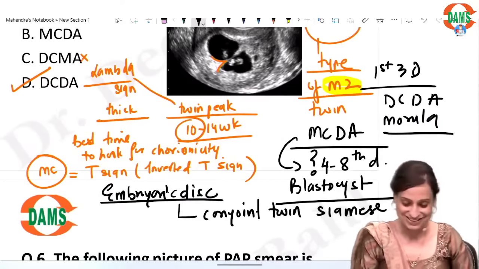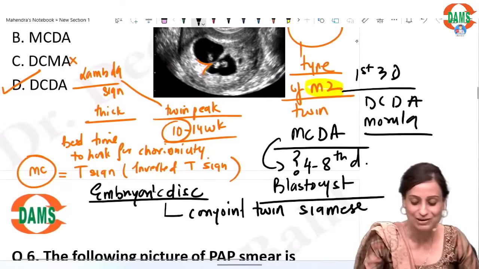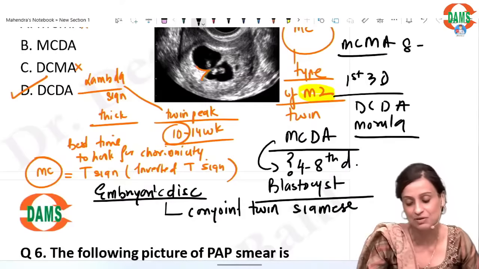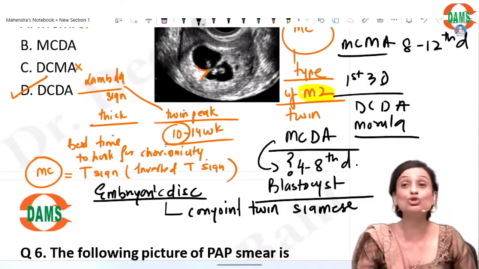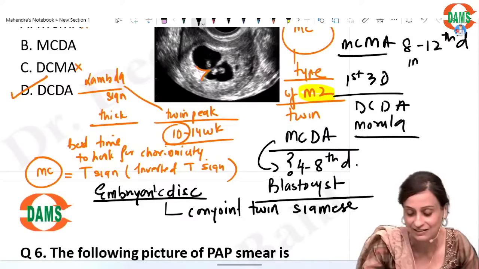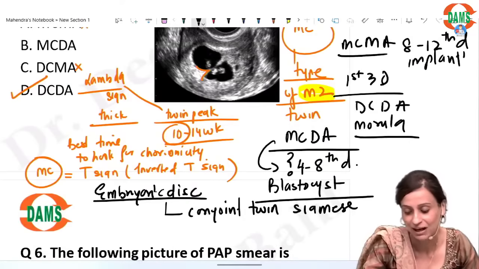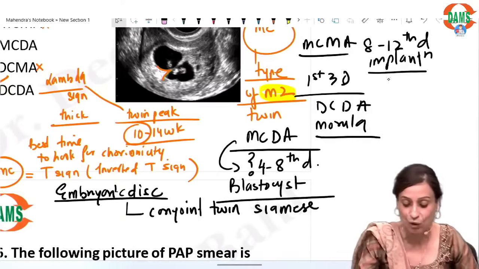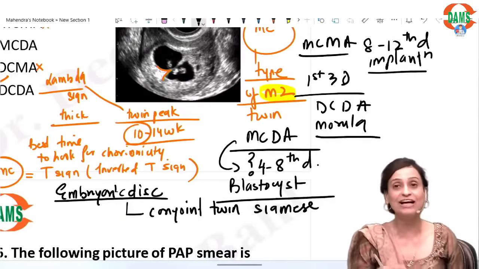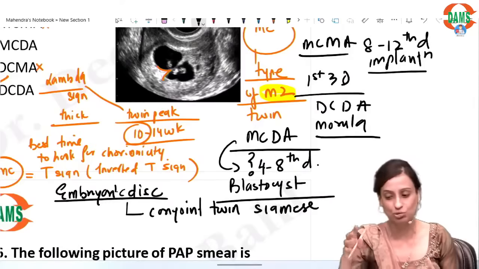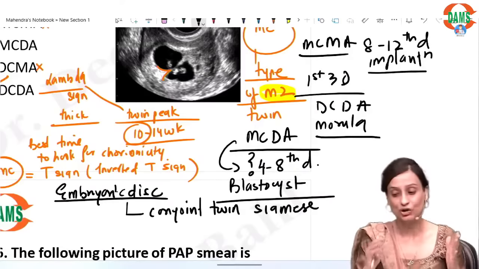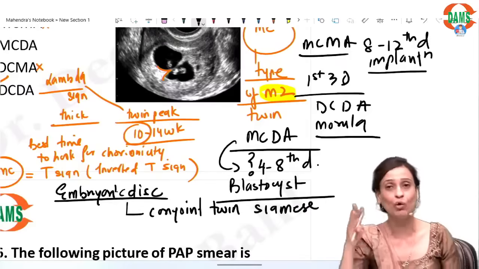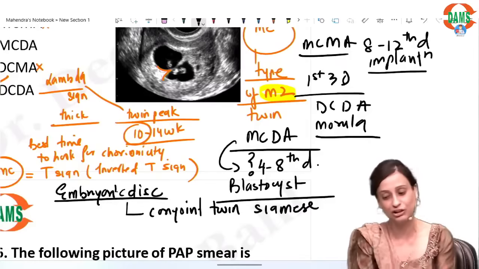What about monochorionic and monoamniotic? When would they form? If the cell division happens between 8th to 12th day, or we say at the time of implantation. So from 8th to 12th day or at the time of implantation, these are the kind of twists that the INICET usually puts in these questions. So remember, different formats of asking the same thing, that's what they do. They want to check the depth in these particular topics.